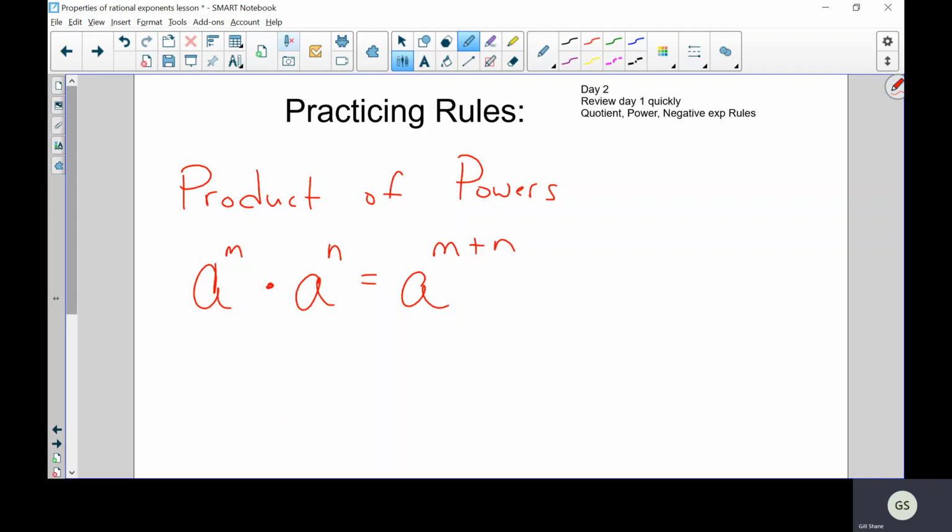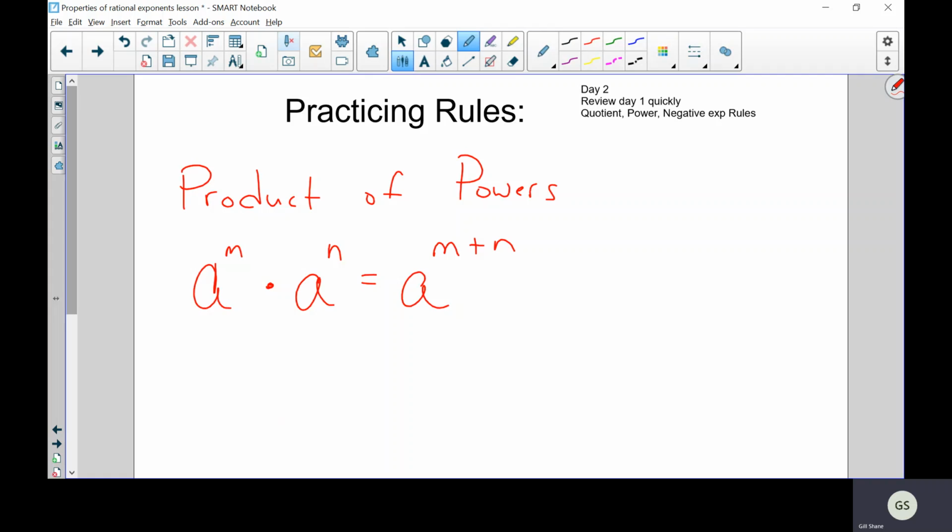First of all, this rule only applies when you have the same base. If I don't have the same base number, none of the stuff we're doing today applies. So that's the first thing you got to understand. You have to have the same base. That's what having a in both places represents. You have to have the same base for all of these rules that we're doing today.